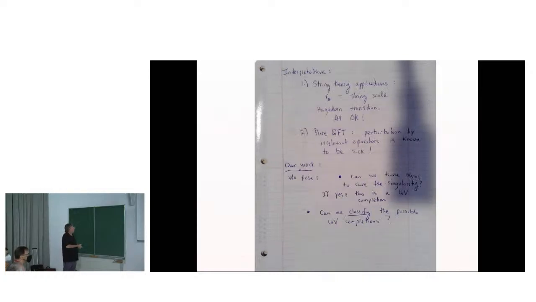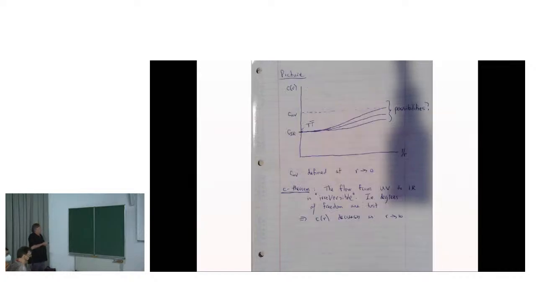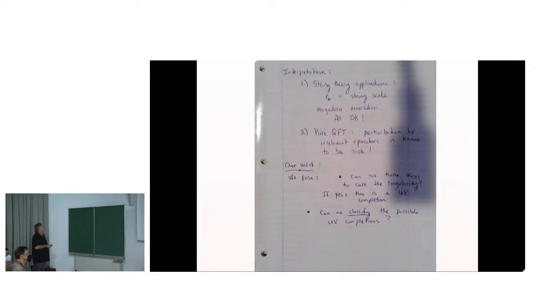Wait, I think this is the slide I wanted. So there are 2 interpretations of this. The original TT bar, I think, the first interesting papers were mainly in the context of string theory. So there R star is a string scale, and that square root singularity signifies some kind of Hagedorn transition. And everything's okay. It's a string theory, which is kind of an ultraviolet completion of some kind.